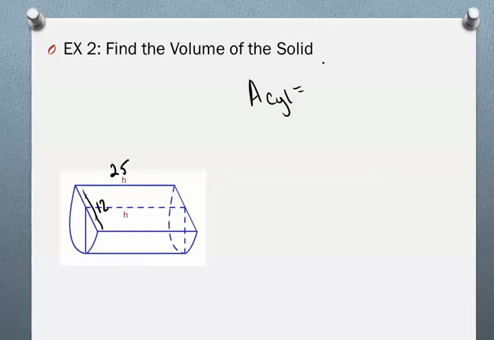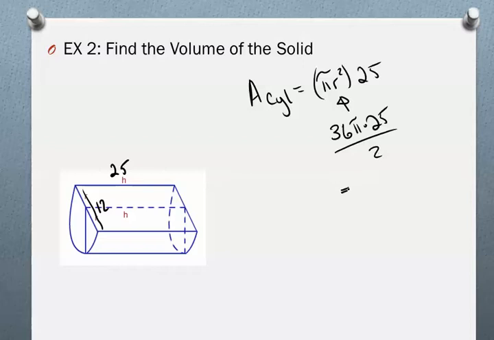The volume of a cylinder is pi r squared, that's for the base, times 25, which is the height. The radius is going to be 6, so it'll be 36 pi times 25. And again, we're going to divide that in half because it's a semi-cylinder. What that will give you then is 450 pi units cubed.